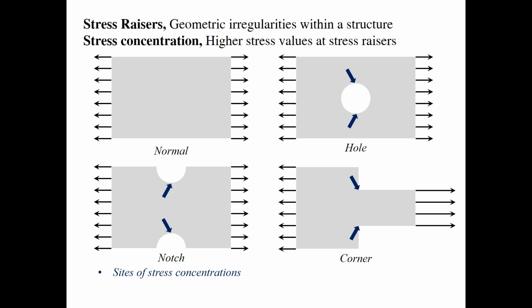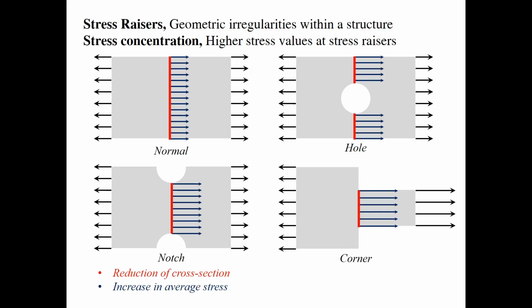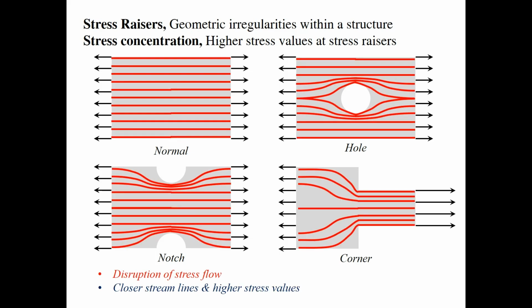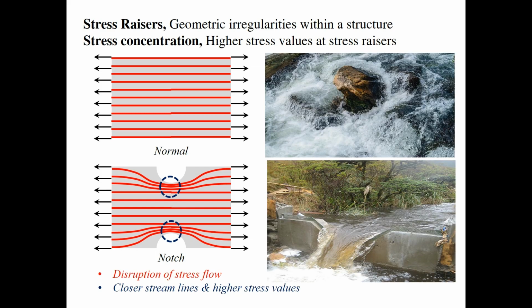This phenomenon is called stress concentration, and it happens for two reasons. First, the cross-section is reduced at the locations of stress risers, which means higher stresses are induced in these areas. Second, the stress risers interrupt the stress flow within the structure, which leads to a higher stress amount at some locations, similar to a rock in a river, causing turbulence.